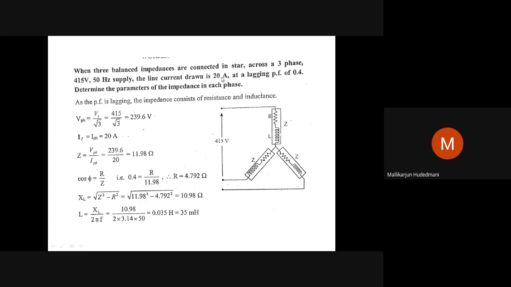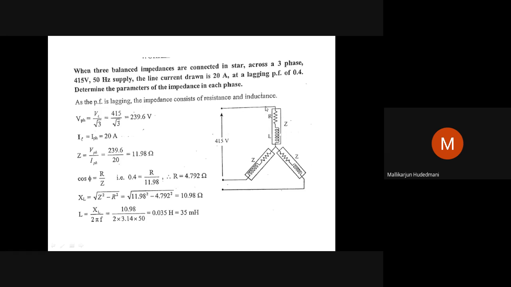The same thing, if the power factor is said to be leading, what would you have done? Resistance and capacitance calculation. Therefore, you have to read the instruction carefully. Then, to get the Z value, your values of R and XL lie in this Z. Z is determined by the voltage across it and the current flowing through it using Ohm's law relation.